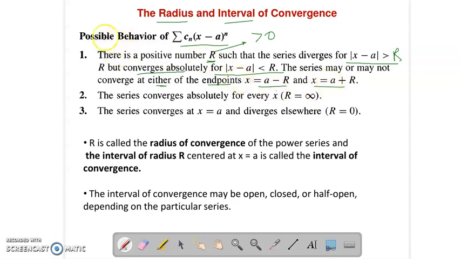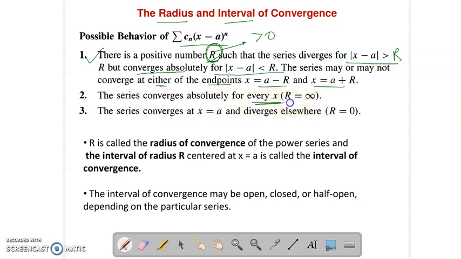So this is the possible behavior. One possible behavior is, when you apply the ratio test or nth root test, you have R, a positive number, such that the series converges absolutely when mod of x minus a is less than R and diverges when mod of x minus a is greater than R. This is one case. The other case could be that the series converges absolutely for all values of x.